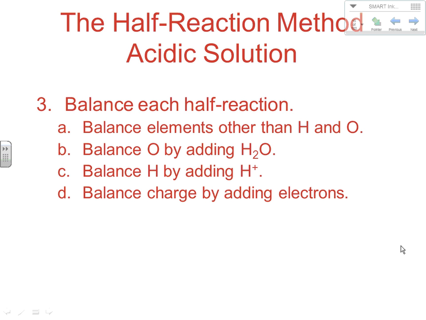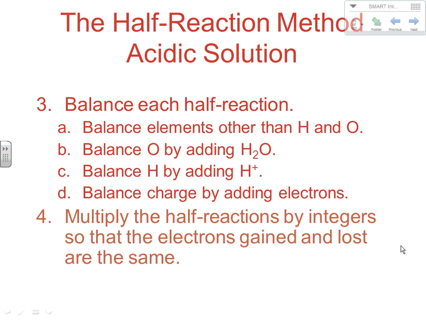Balance your charge by adding electrons. So pay close attention when we look at the sample for this. Now, once we've done this for both reactions, we need to balance our electron transfer. One reaction is providing electrons. The other reaction needs electrons. Well, they have to provide and need at the same rate.